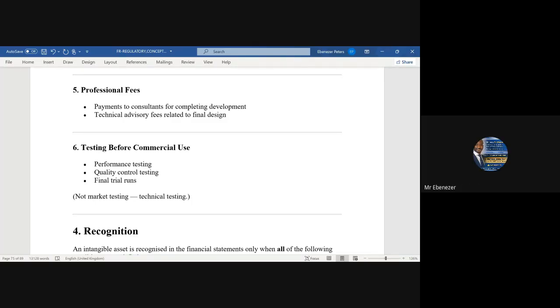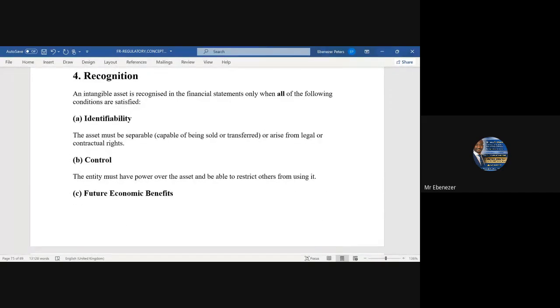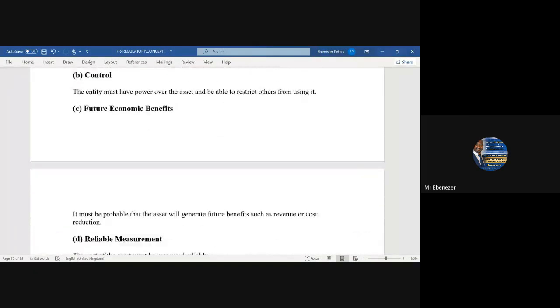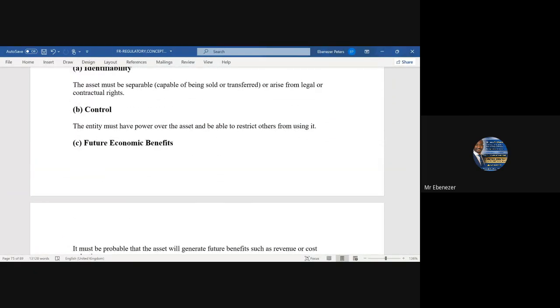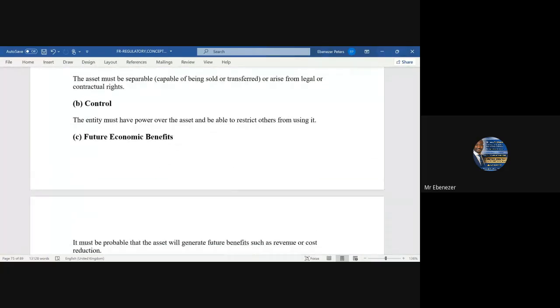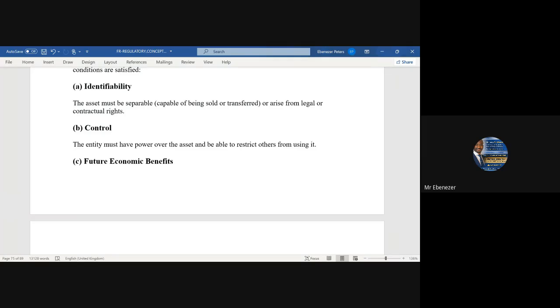All right, so that is that for that. So recognition now. There are 4 criteria that must be met before you can recognize an intangible asset in the financial statements. All of the 4 must be met. Number 1, the intangible asset must be identifiable. Number 2, the entity must control it. Number 3, there must be what we call future economic benefit. And number 4, the cost must be reliably measured.